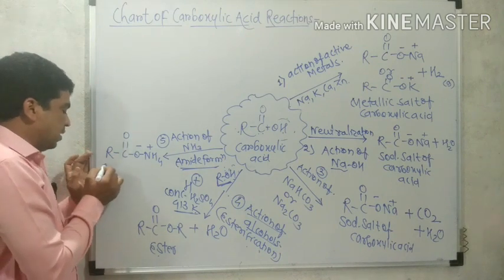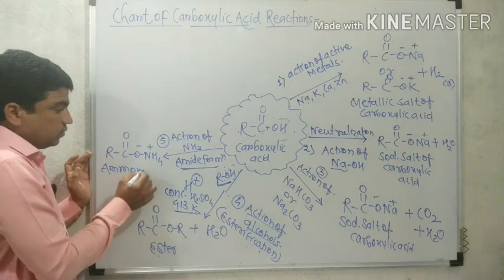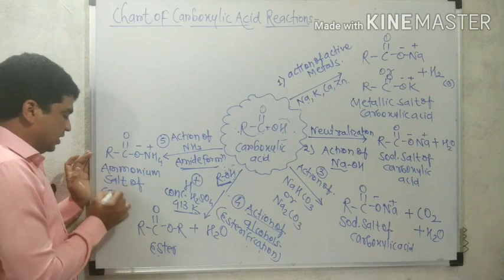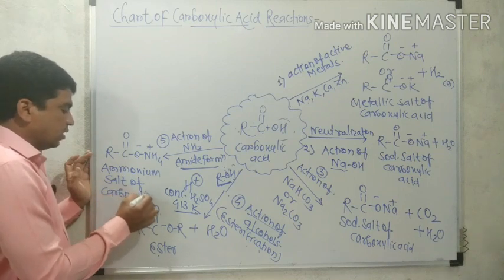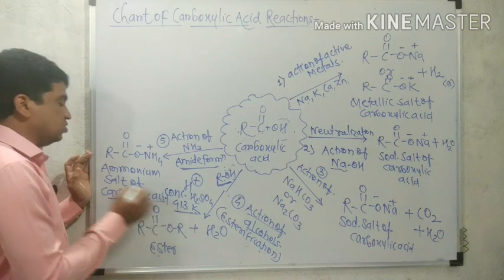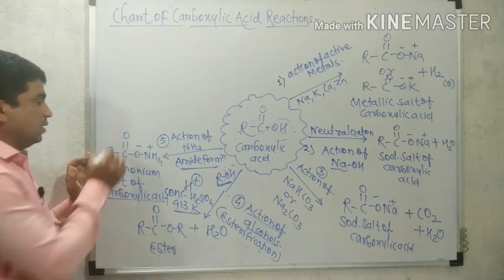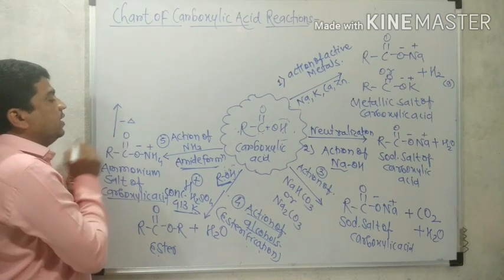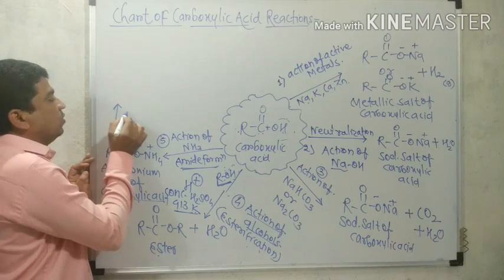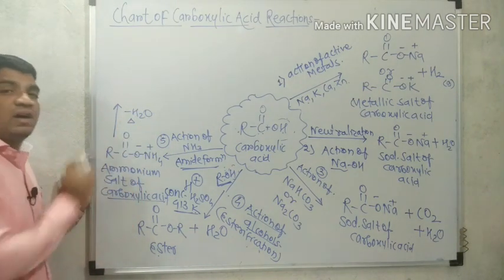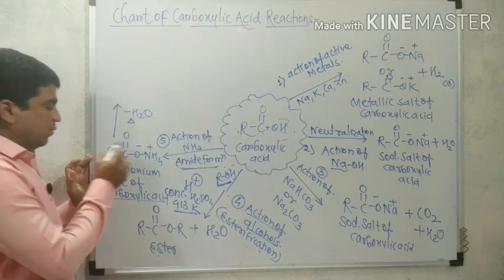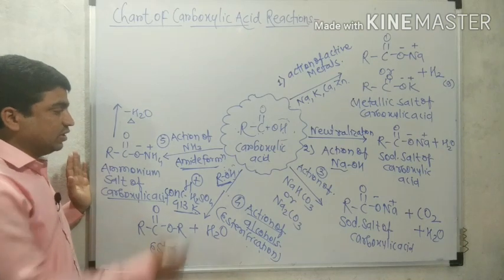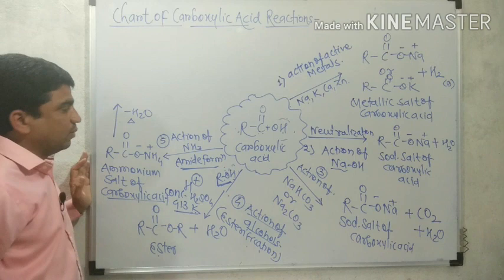RCOONH4. That is the ammonium salt of carboxylic acid, also called ammonium carboxylate. In short, it is called ammonium carboxylate. But ammonium carboxylate, when heated, loses a water molecule. It is unstable after heating. The ammonium salt of carboxylic acid is firstly obtained when ammonia reacts with carboxylic acid.